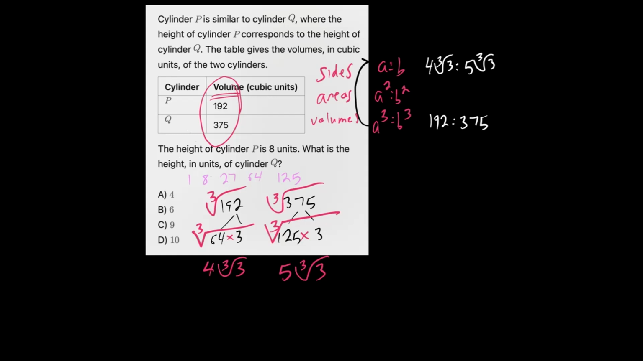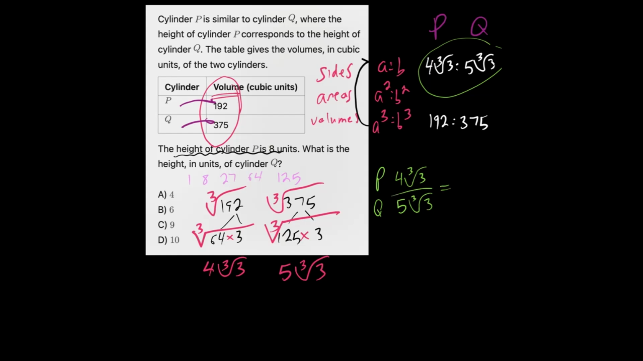And what's the question asking us? The height of one of them is 8. Now, by the way, the 192 pertained to the P, so this is all P here, and the 375 was the Q. So if we're dealing with the heights, those are side lengths, and that's this ratio right here, the ratio of P to Q. That's 4 cube root of 3 to 5 cube root of 3. And we know the height of P is 8, so a side length for P is 8. And what is the corresponding side length for Q?